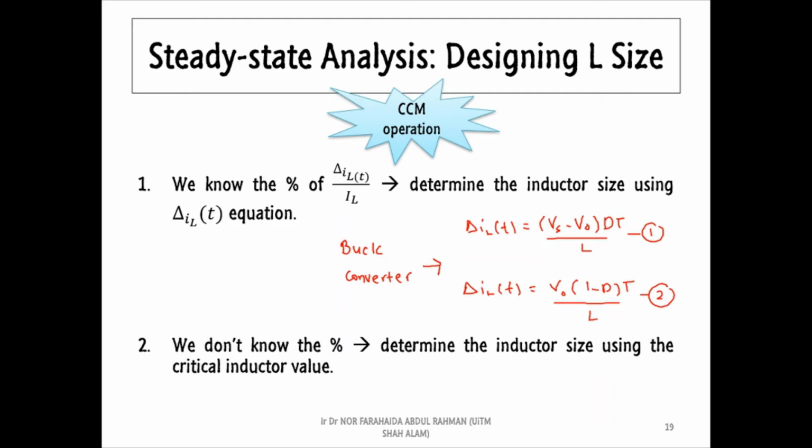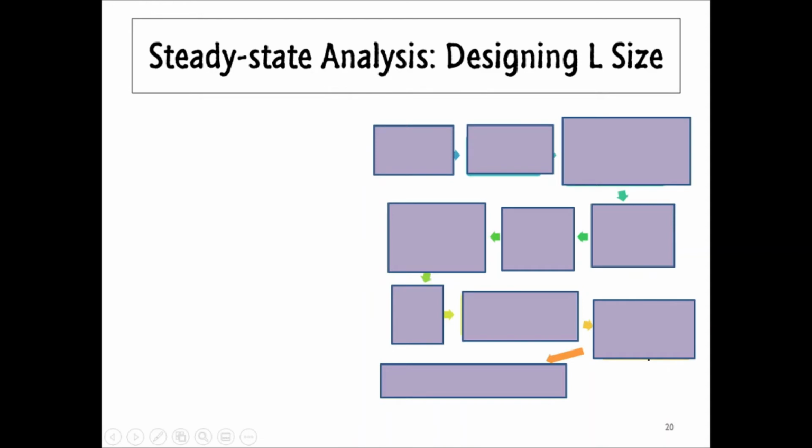Nevertheless, if the percentage of the ripple inductor current is undecided, we need to identify the size of the inductor using the critical inductor value. For this technique, we cannot control the percentage of the ripple inductor current. As usual, I will show you how to design the inductor of a buck converter using the critical inductor value. After watching this video, I hope you can try to design the inductor of boost and buck boost converters using the same procedures. In total, there are 10 steps to design the inductor.